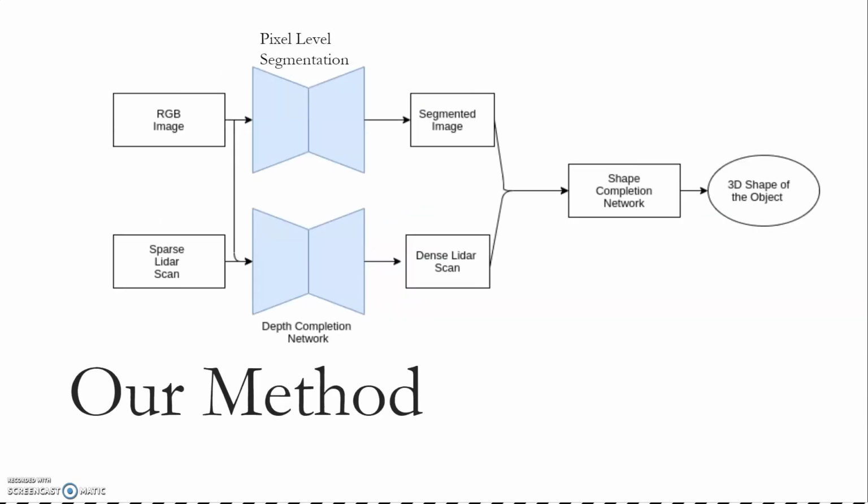To tackle these challenges, we propose a three-stage pipeline for prediction of vehicle shape. We receive RGB image and sparse LiDAR data as input. Firstly, a pixel-level segmentation is carried out on the image. Secondly, the depth image is also obtained using features from both camera and LiDAR. We used these densified objects as the input to the shape completion network. The output of the shape completion network is a 3D shape of the objects.